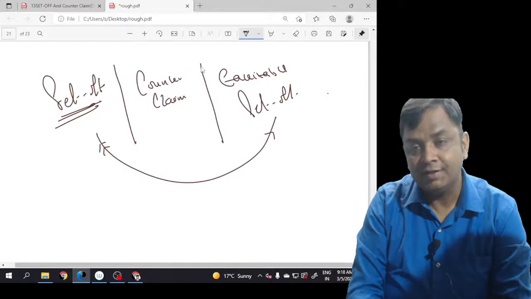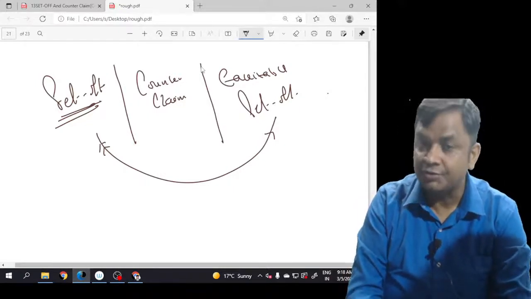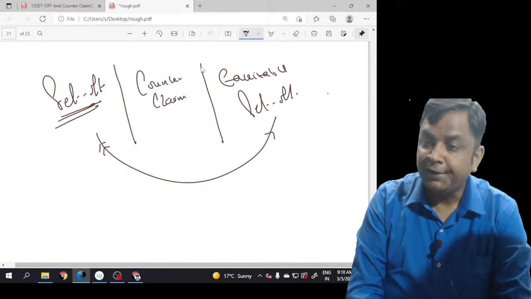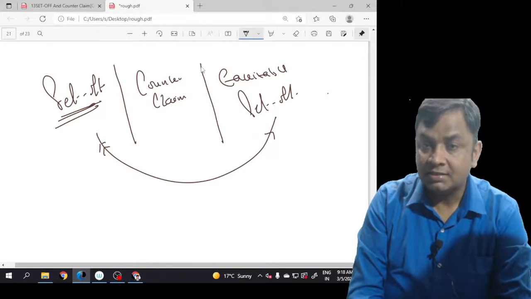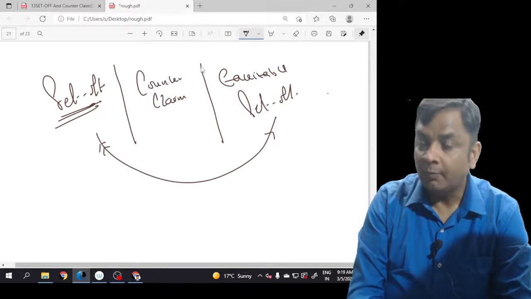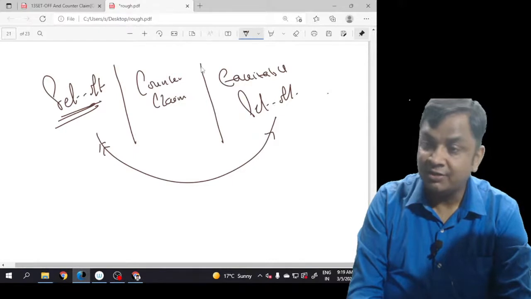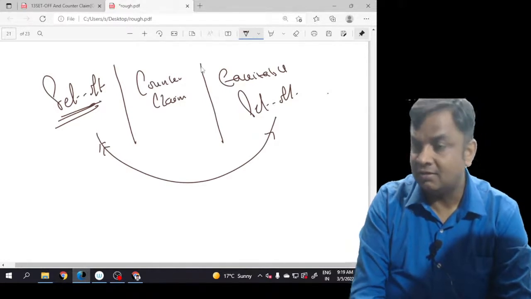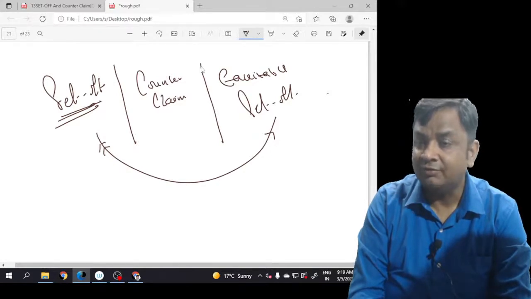The set off is the reciprocal acquittal of debt between the plaintiff and the defendant. Whenever the plaintiff is setting his claim for a certain sum of money, and the defendant thinks that he also has a certain claim on that, and the sum of money is a certain sum of money, and it comes within the pecuniary jurisdiction of the court, and both of the parties are filing cases of a similar character, in that case the defendant has got the right to claim set off.